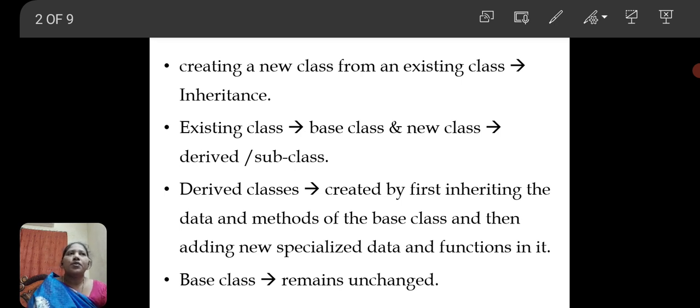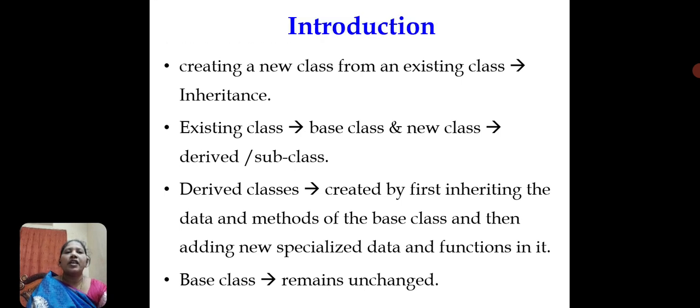Code reusability is the main concept of inheritance. In order to implement inheritance, you need to have more than one class. You will have a base class and a new class. The base class is an existing class, and the new class can also be called a derived class or subclass. These derived classes are created by inheriting the data and methods of the base class, and along with that the derived class can have its own functionality and own data also. It can inherit the properties of the parent class, and also it can have its own unique functions, but the base class remains unchanged. You can't change the base class functionalities, but you can make use of the base class. So this is the introduction to inheritance.